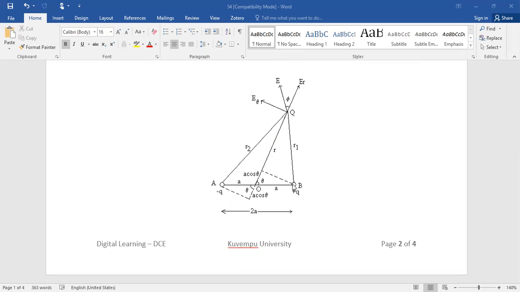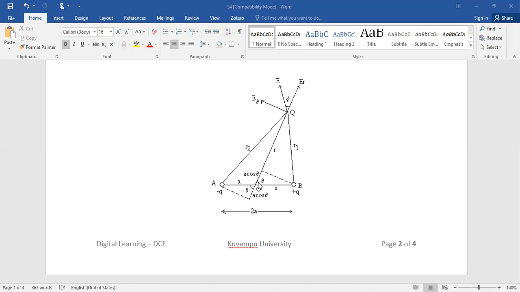Draw a perpendicular from the plus Q charge to this line. When you draw this perpendicular line, the line segment from Q to B is equal to R1. When you draw a perpendicular up to here, this length is also equal to R1.